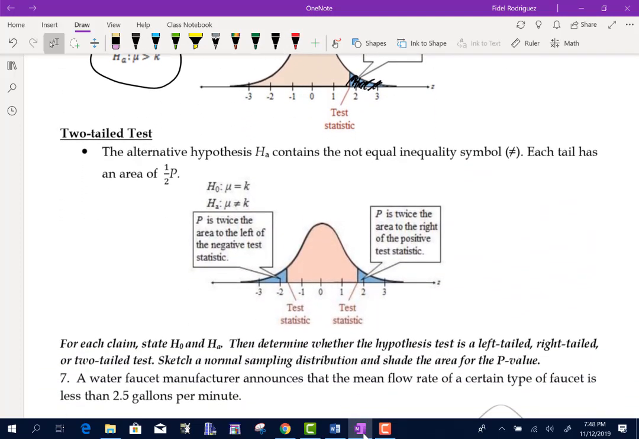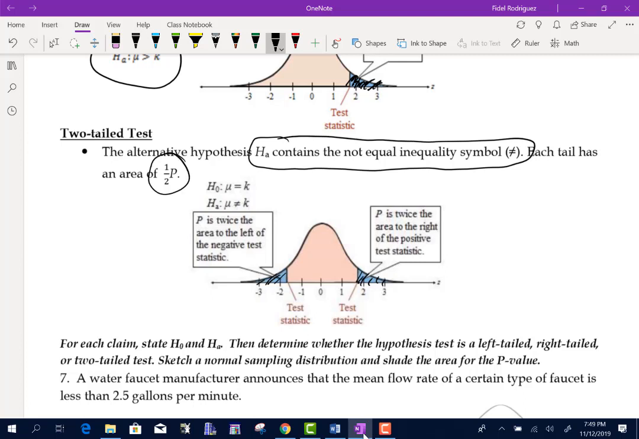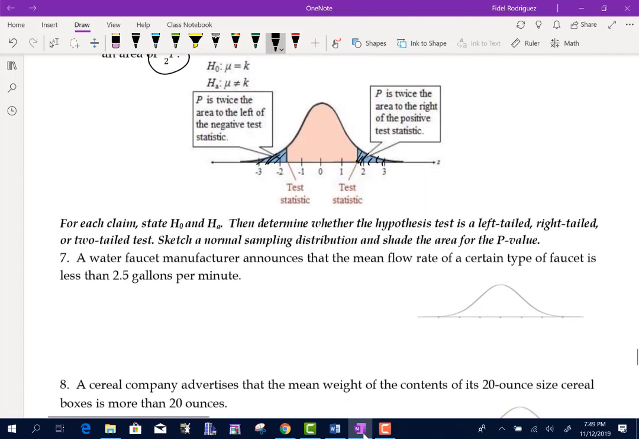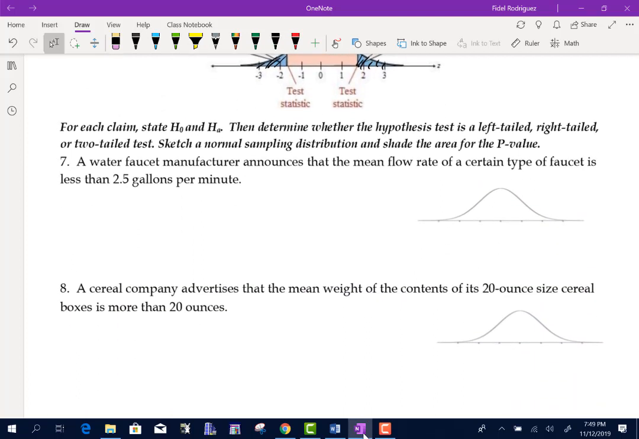Now, two tail test. So when the alternate hypothesis has the does not equal symbol, then that's going to be a two-tailed test. Think about it this way. If it's not equal to this part in the middle, then that means it would either be equal to the stuff on the left or the stuff on the right, okay? And each tail is going to have half of whatever that p-value is, okay? And I'm going to show you how we're going to figure these things out in a minute. Okay. All right. So let's take a look at the next problem here.